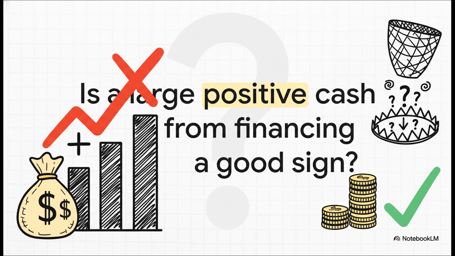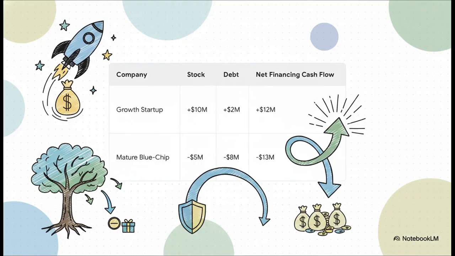You open up a financial statement and you see a massive positive cash flow from financing, say $100 million. Your gut reaction is probably, wow, that's great, they raised a ton of money. But is that always a good thing? We have to dig a lot deeper than that. This little table right here is going to shatter that simple assumption.